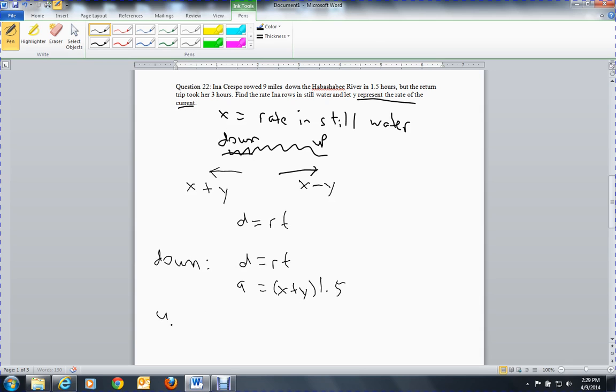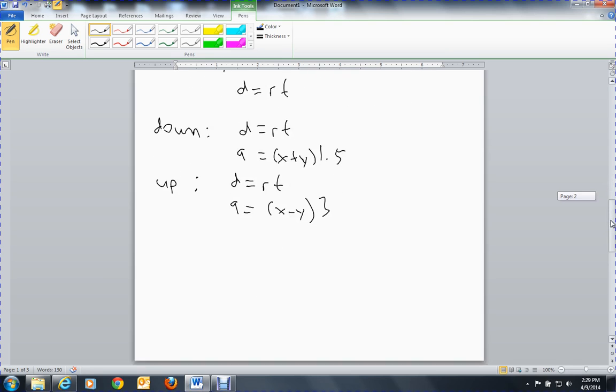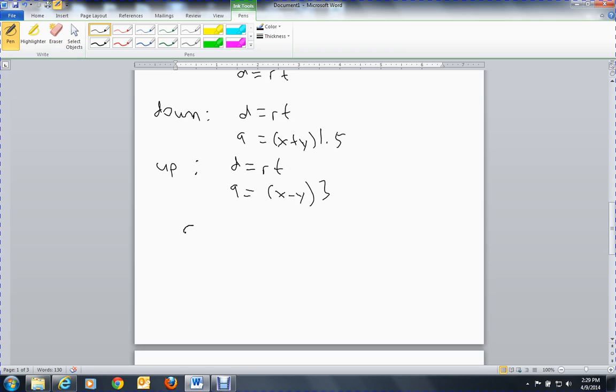Now if we go up current, still using distance equals rate times time, same distance of 9. The rate this time is X minus Y, because the rate of the current is working against us. And therefore it's going to take us longer. In fact, it takes us 3 hours according to the problem. And so our two equations for our system are 9 equals (X plus Y) times 1.5, and 9 equals (X minus Y) times 3.